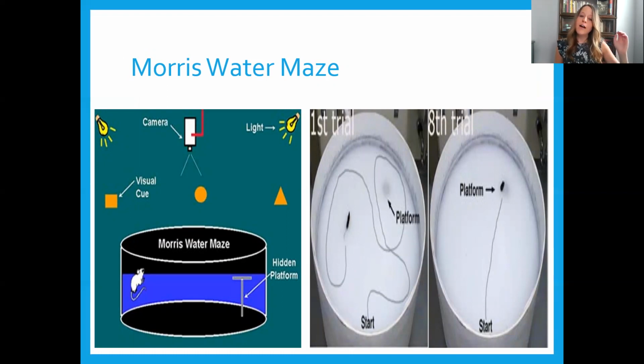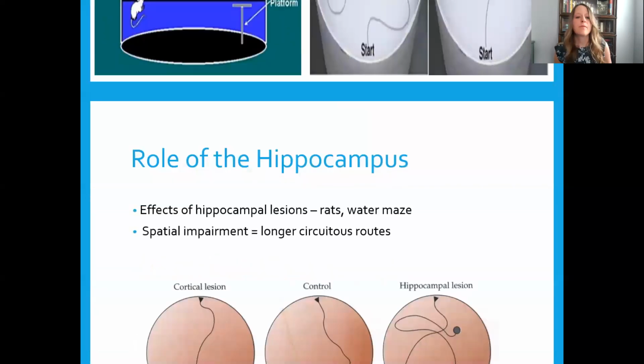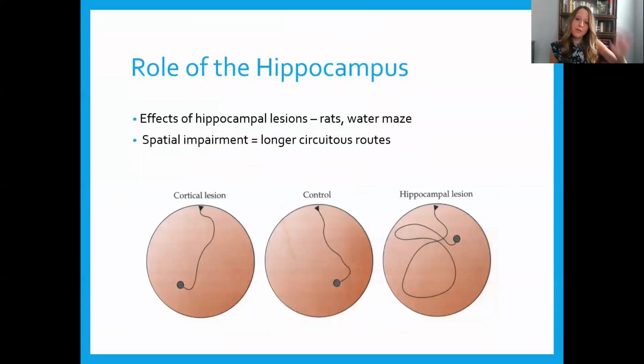In this maze, a platform is hidden below opaque water. The rat must learn visual cues to navigate the pool, to swim and find the platform. The hippocampus seems to play an important role in spatial learning. Rats that have damage or lesions to the hippocampus cannot learn the spatial relationships between objects and use this to navigate the Morris water maze. This disturbance was not observed in rats that had damage to another part of their brain.